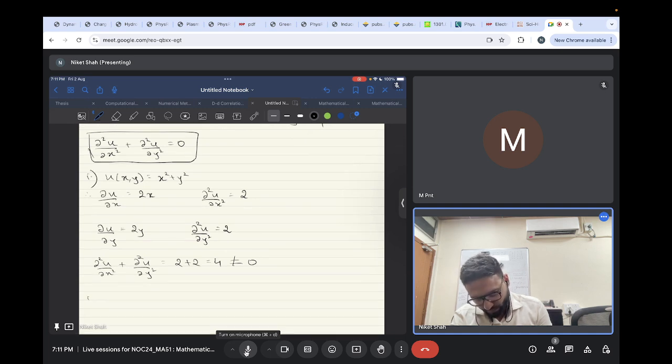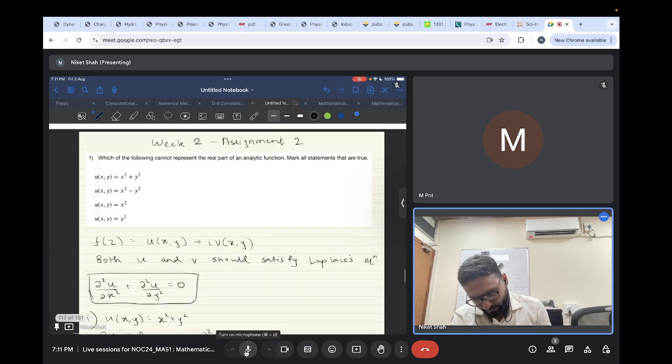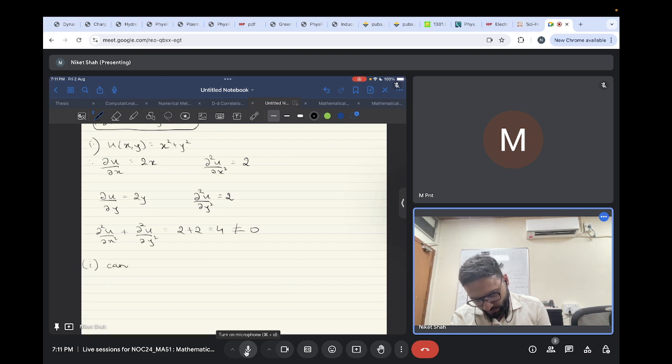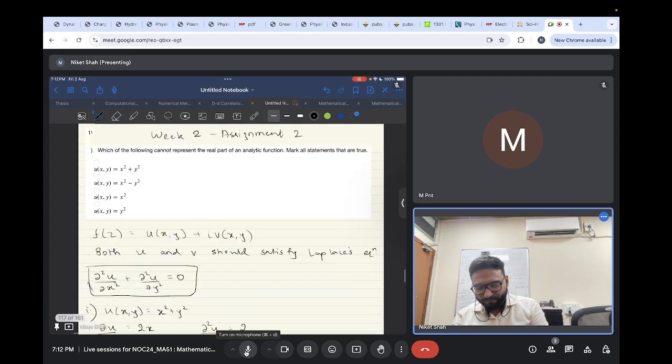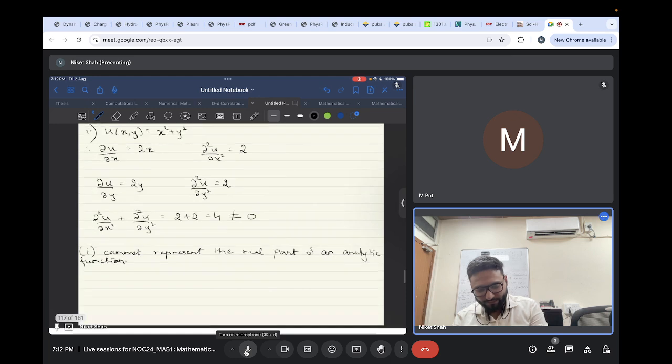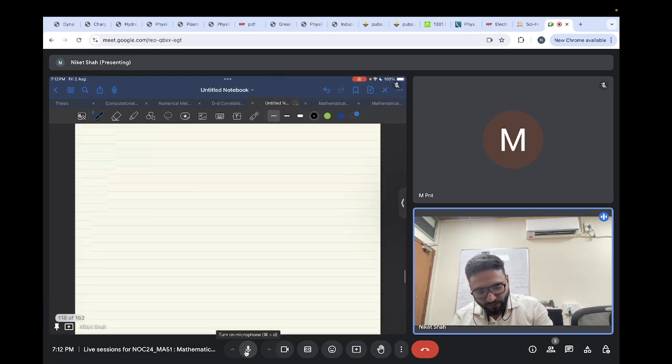Therefore, 1 cannot represent the real part of an analytic function, because the function u given in 1 does not satisfy Laplace equation. So we can claim that 1 cannot represent the real part of an analytic function. I hope that's clear. Okay, so that was question 1. Now let's move on to the next question.